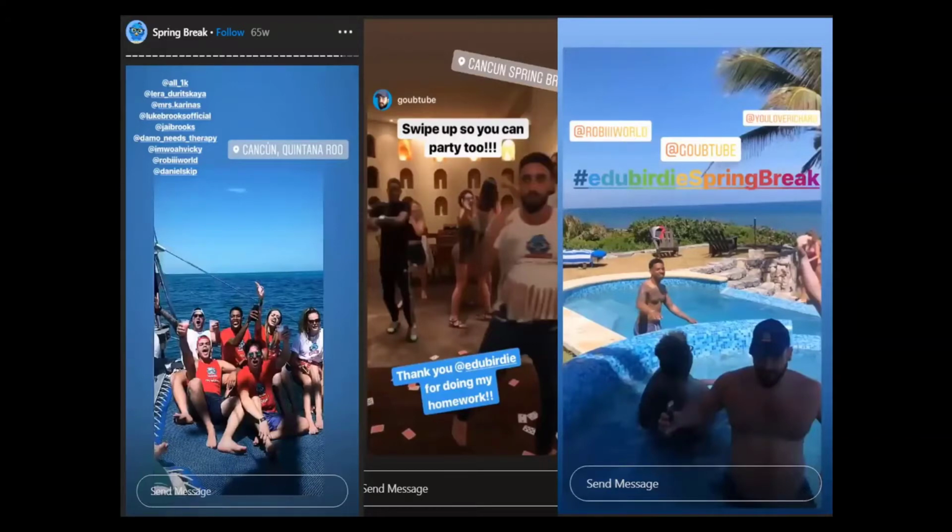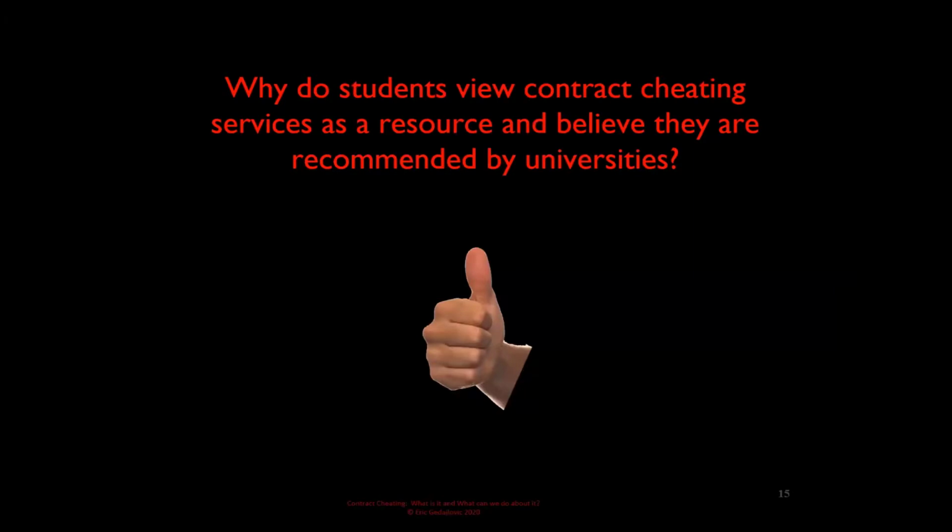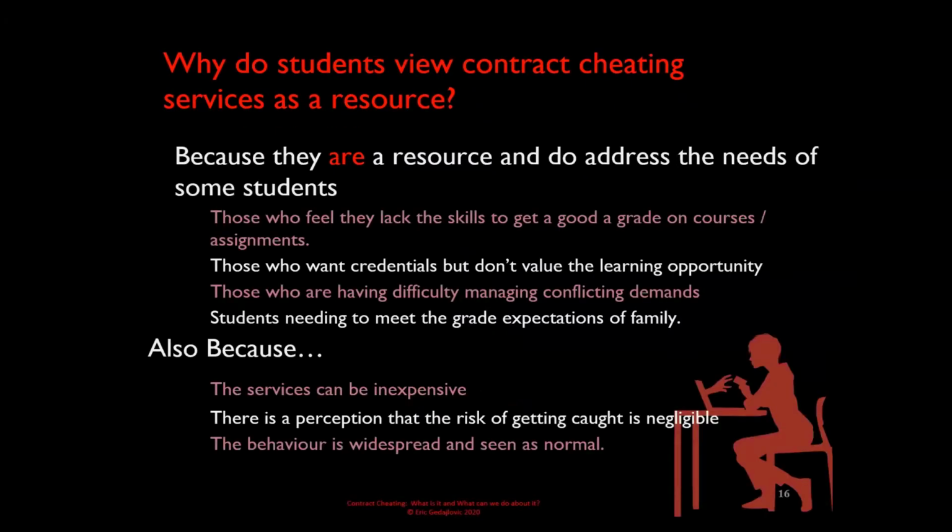and accepted behavior. So why do students view contract cheating services as a resource and believe they are recommended by universities? Well, because they are a resource and they address the needs of some students. Students who lack the skills or believe they lack the skills to get the grade that they want. Those who want credentials but don't value the learning opportunity. We see the commercialization of education. People think they're just buying a degree rather than having an opportunity to learn and develop skills.